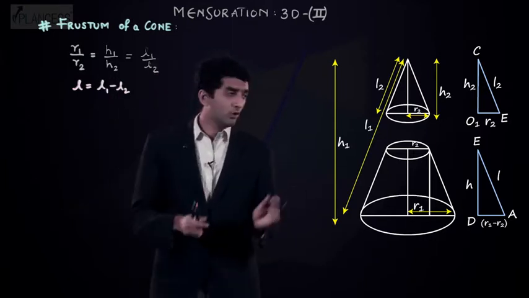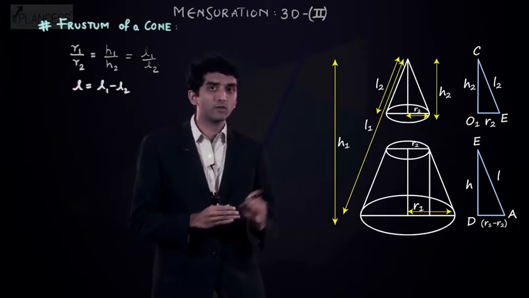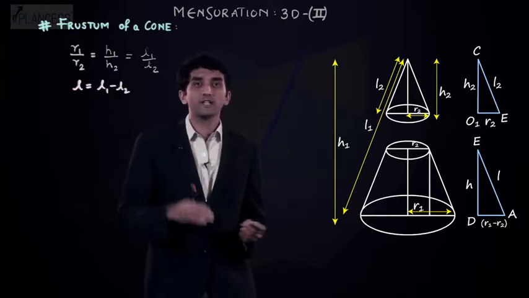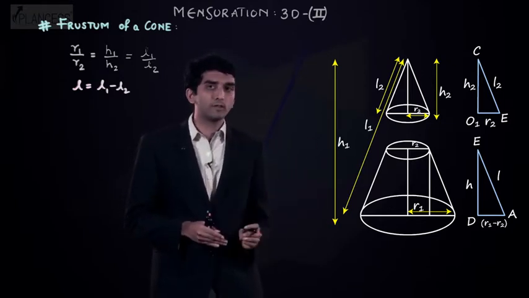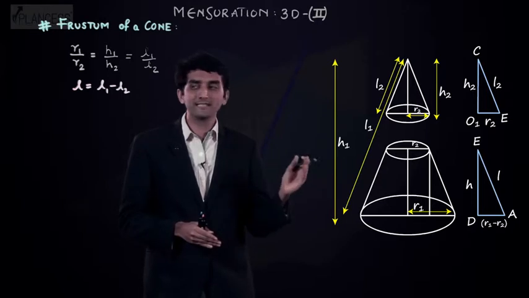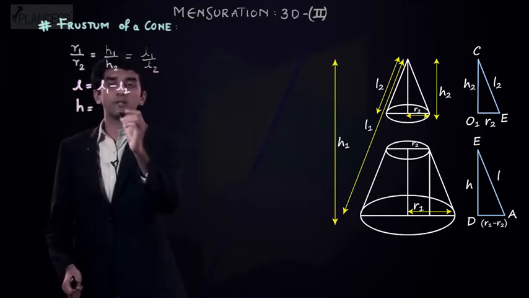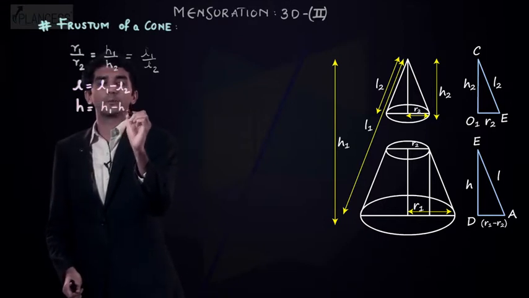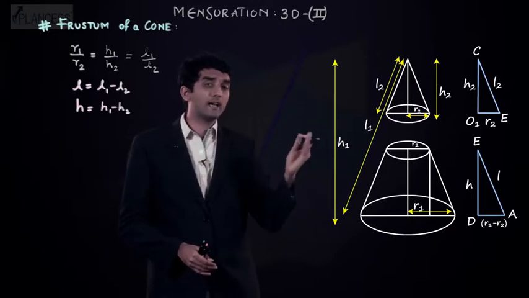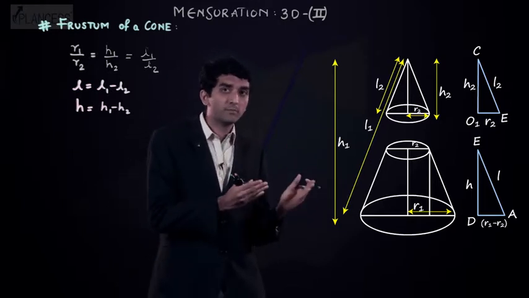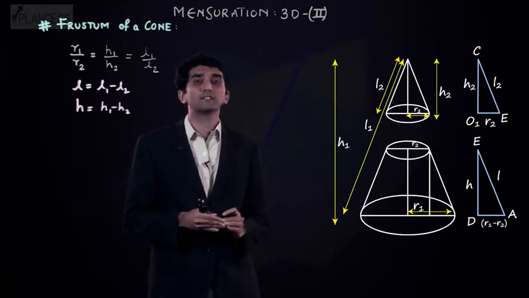So we know that about the frustum we have three things. One is the slant height of the frustum, which is L, which is nothing but L1 minus L2. We also know the height of the frustum, H, and height can be written as H1 minus H2. And the bottom base has radius R1, and the top base has a radius of R2.